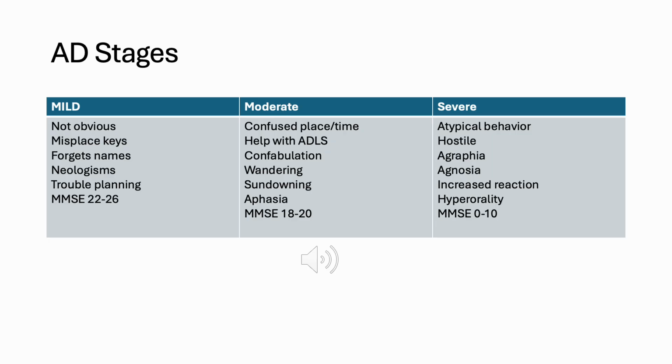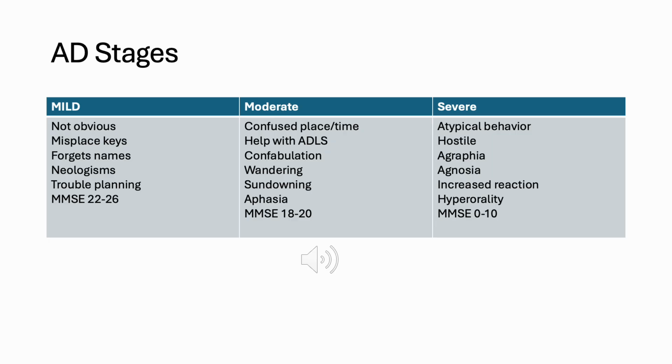They may forget names, and they may start calling people by pronouns like she, her. Neologisms, they start making up their own words for items, and they have trouble planning, like maybe trouble planning a trip, trouble meal planning. So just in general, trouble planning. They'll have a mini mental exam of 22 to 26.